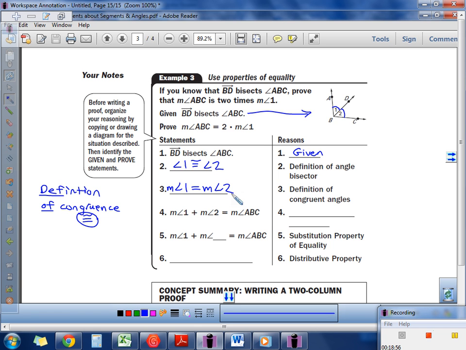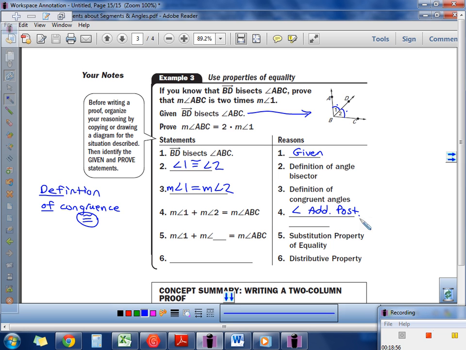Pretty simple. The next part is step 4. They say angle 1 plus angle 2 equals ABC. This is a pattern we should have seen a lot of. Oh, so I'm hearing something, addition postulate. Angle addition. Let's see if it holds true. Angle 1 plus angle 2 is ABC. If I add this one plus this one, then I should get ABC. Yes, that's true. That is the angle addition postulate. Why would you not say segment addition postulate here? They're not segments. That's pretty simple.